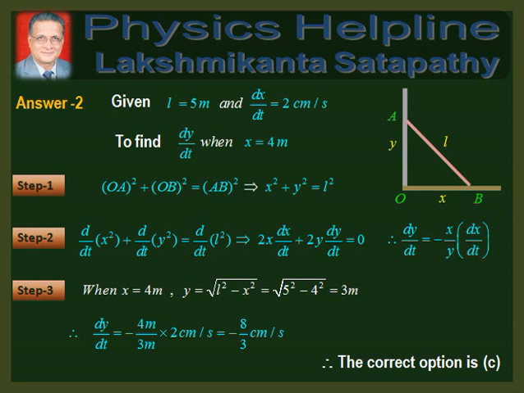In the third step, we find the value of y when x is equal to 4 meters, which gives y is equal to 3 meters. Now, putting the values of x, y and dx by dt and simplifying, we get dy by dt is equal to minus 8 by 3 centimeters per second, which implies that height of the ladder decreases at the rate of 8 by 3 centimeters per second. Therefore, the correct option is C, which is the answer to question 2. This completes the answer to the question.